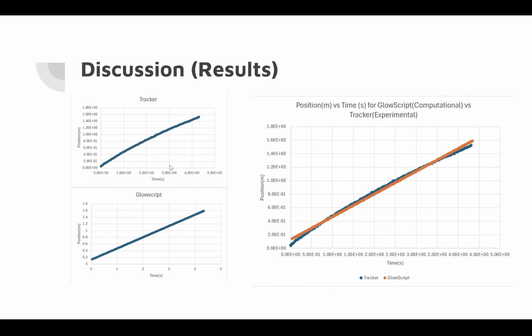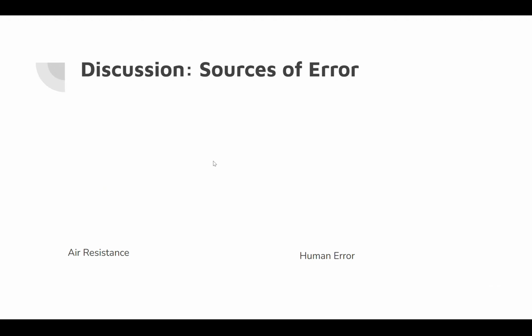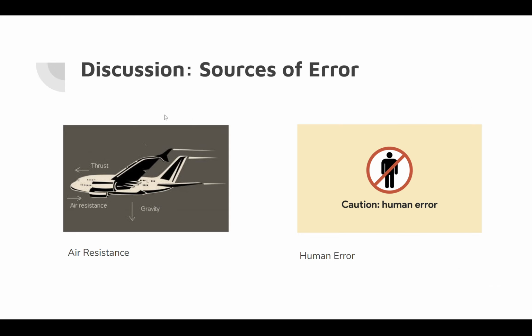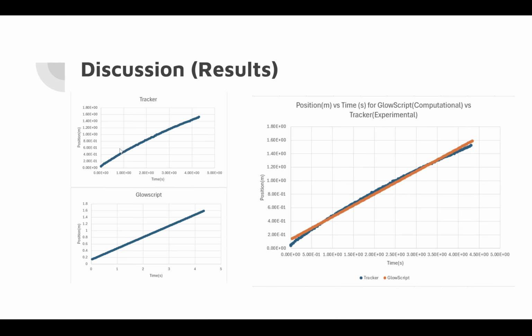So here are the results I got. The Tracker shows an almost linear pattern, and then the GlowScript shows a completely linear pattern. And putting them on top of each other, my Tracker data follows the theoretical model pretty closely. So what are some sources of error that could cause this variation? We have air resistance at first because air is pushing and slowing the object down, which is why there's a kind of curve down here. It slows down on the ascent. And then we have human error.